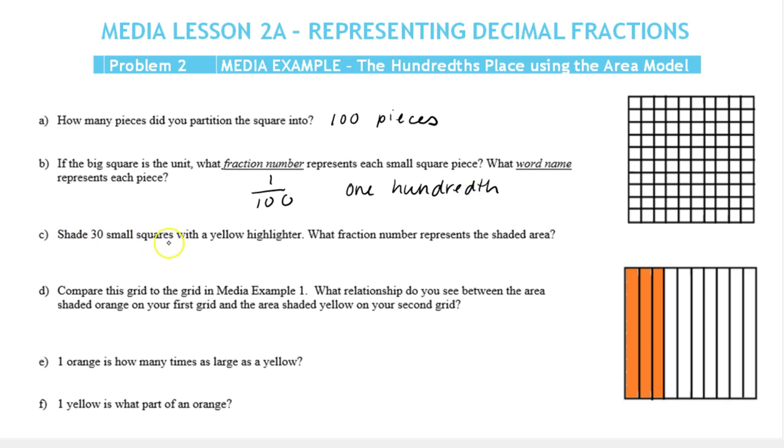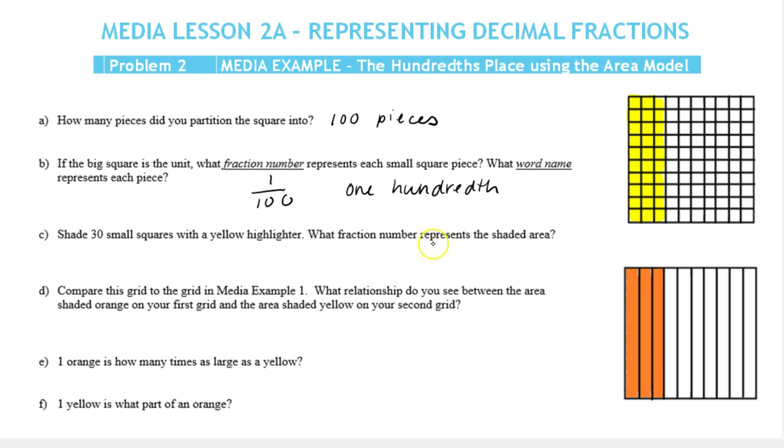Now shade 30 small squares with a yellow highlighter. So let's get a yellow highlighter out. And I'm going to work from left to right. So this is going to be 10 hundredths. And we have 20 and 30. And again, you could shade any 30 of these small squares and it would be 30 out of 100. I'm just choosing to go from left to right to keep them orderly, but you can have fun and make a design if you want.